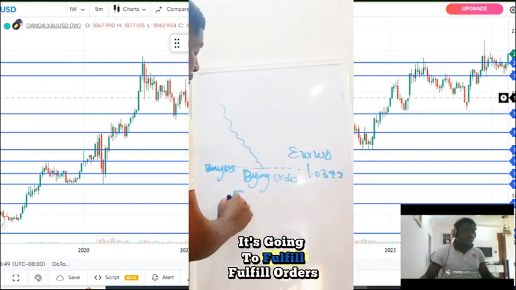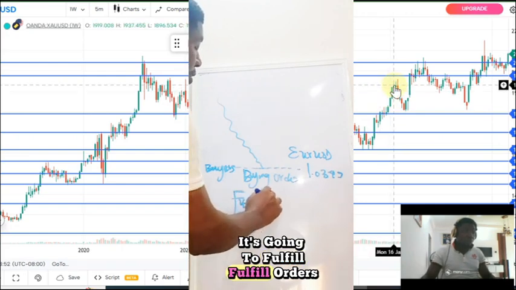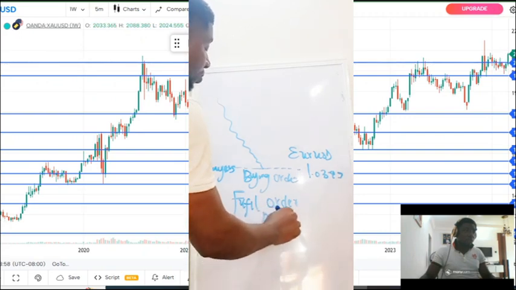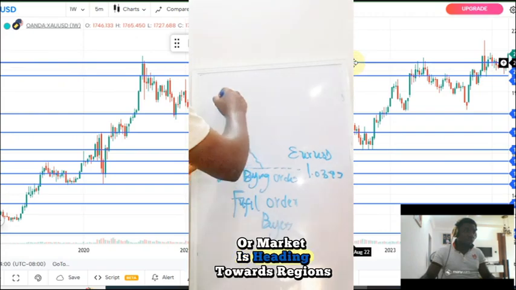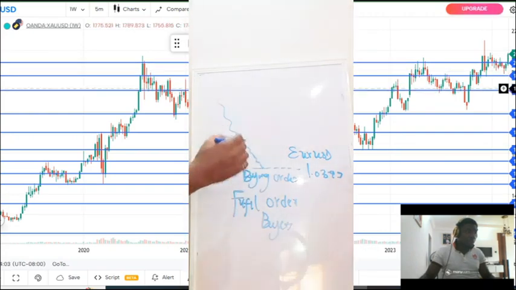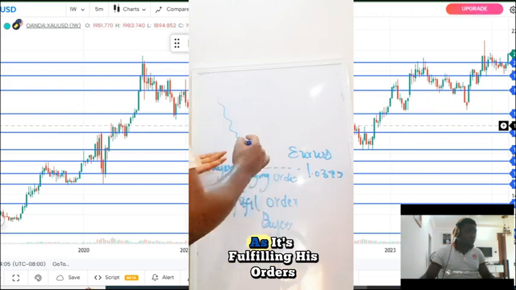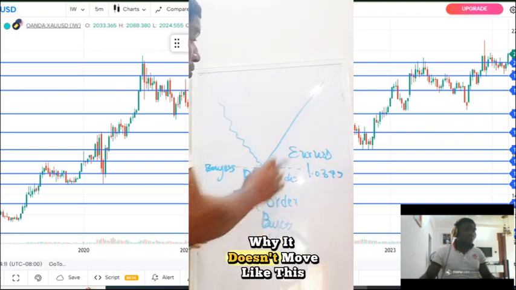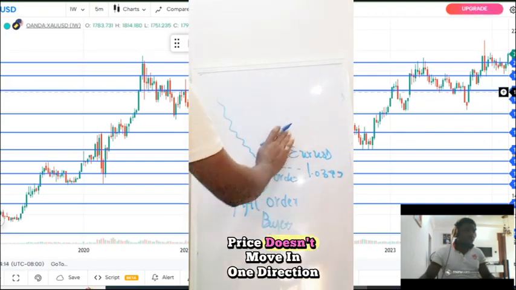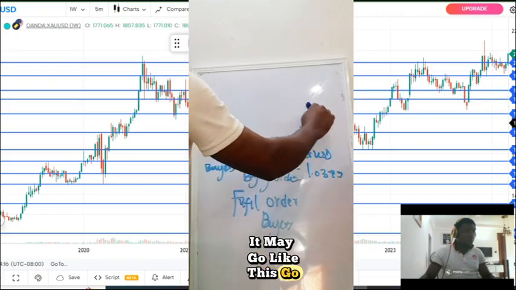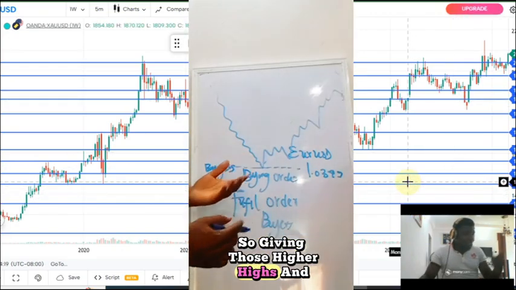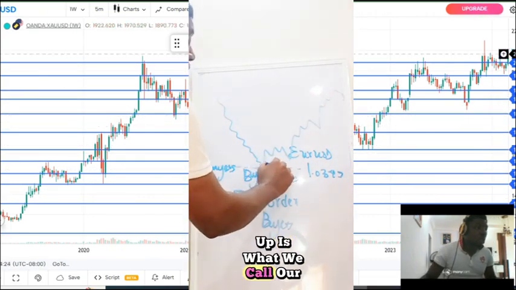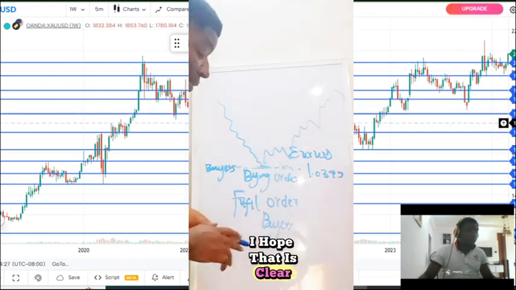So price, or the market, is heading towards regions where it is going to fulfill orders. As it's fulfilling these orders, price will start going up. While it doesn't move in one direction, it may go like this, giving us higher highs and higher lows. So this region where price hits and starts going up is what we call our support. I hope that is clear.